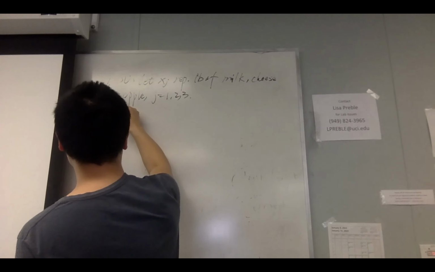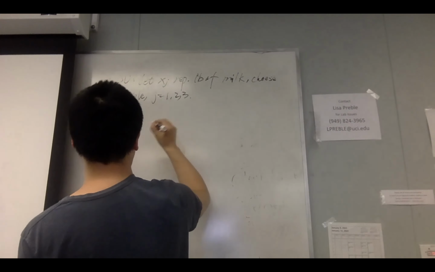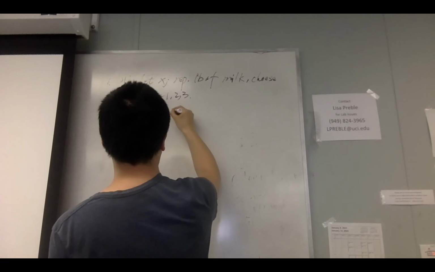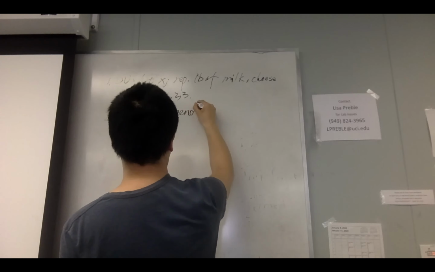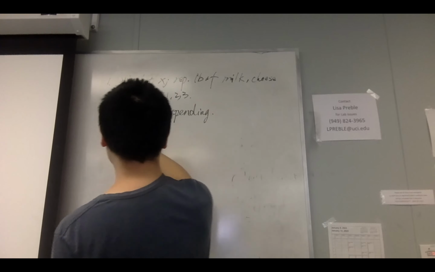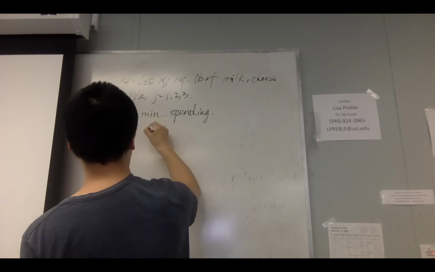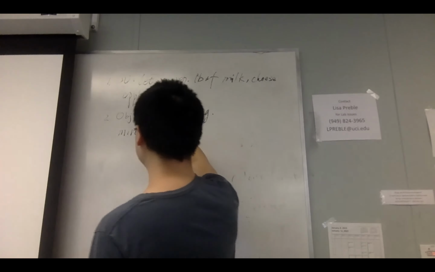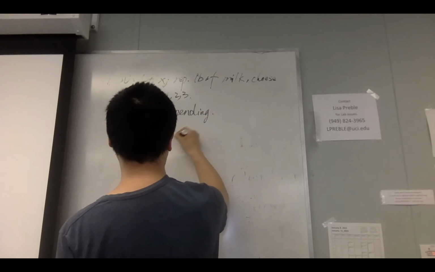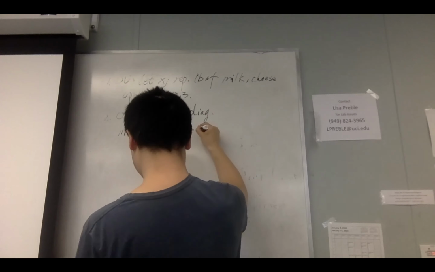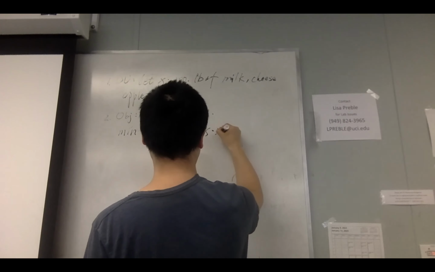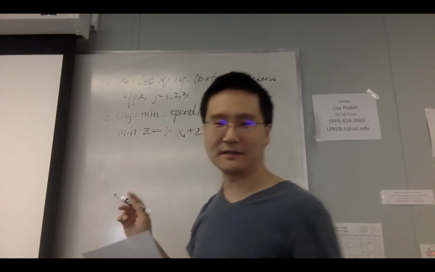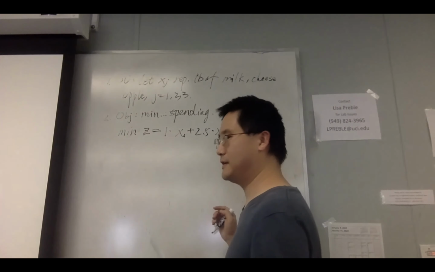And the second is that we want to define the objective. In words, it's going to be minimize spending. And in mathematical expression, it's something like this: minimize z as a linear combination of the decision variables. This is going to be 1 times x1 plus 2.5 times x2 and 0.75 times x3. These are the cost coefficients per unit of food.